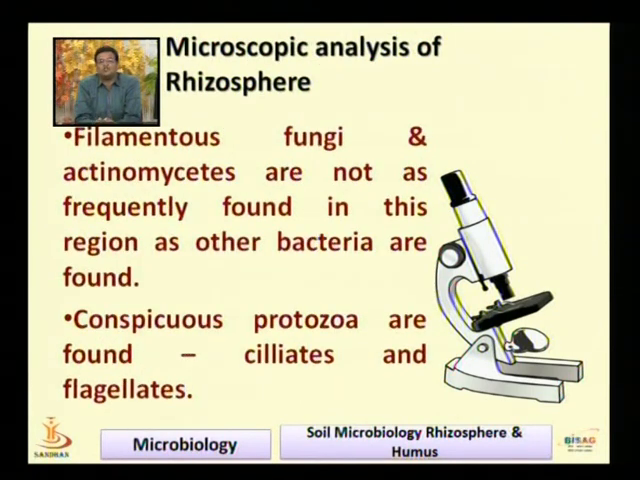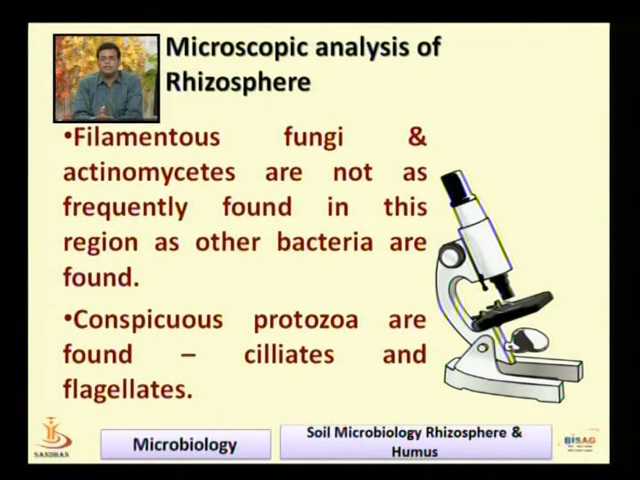Filamentous fungi or actinomycetes are not that common in this area, because they have some inhibitory effects here. So bacteria are more common. Protozoa are also found, because we know that protozoa mainly feed on bacteria. So wherever bacteria are common, protozoa are obviously common, and all types of protozoa like Bodo or Paramecium or Plasmodium, ciliates, flagellates, and even amoebic protozoa are found in this area.